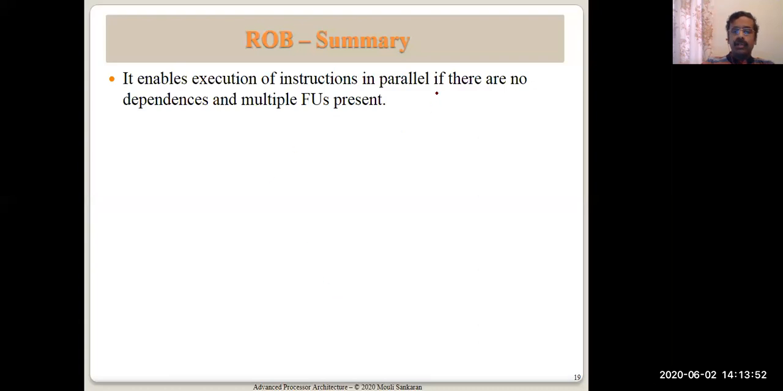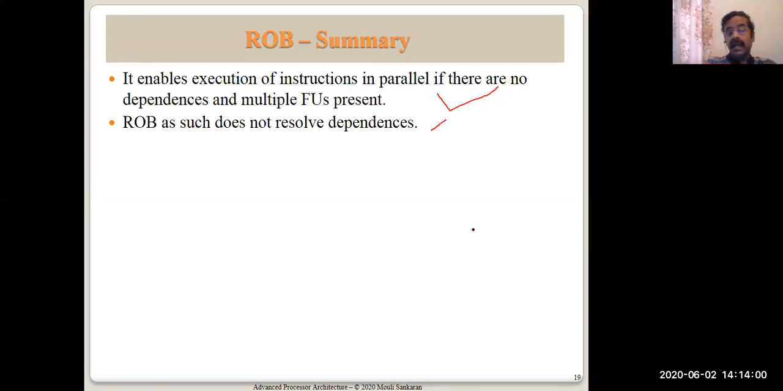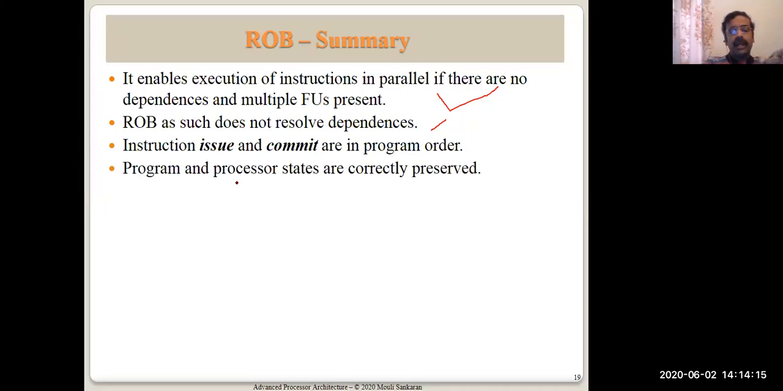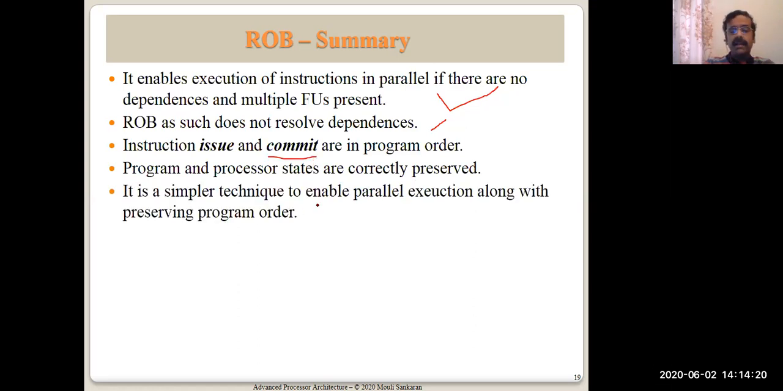Summary: ROB enables execution of instructions in parallel if there are no dependencies. ROB as such does not resolve dependencies. Dependency handling is done by the unit before executing the instruction, not by ROB. ROB only maintains the record. Instruction issue and commit are in program order. Program and processor states are correctly preserved by committing in order. It is a simpler technique to enable parallel execution along with preserving program order. So we are trying to improve parallelism in the hardware, at the same time preserving the program order.